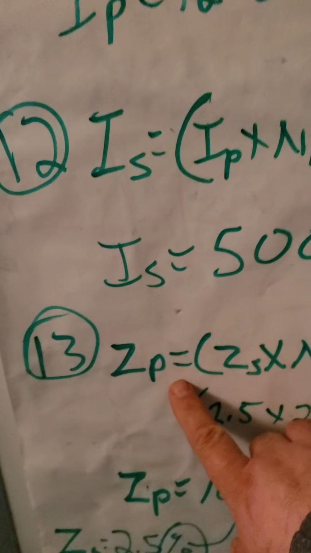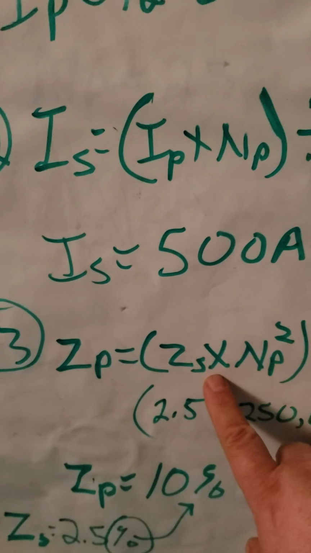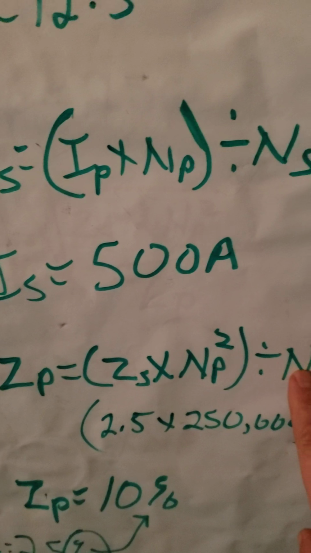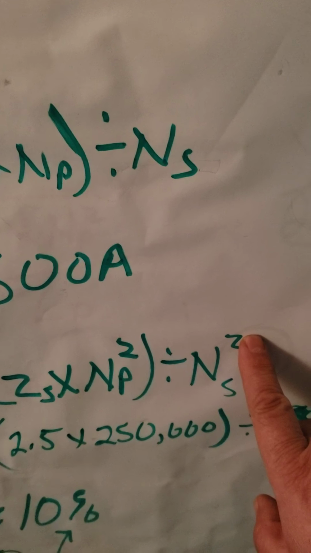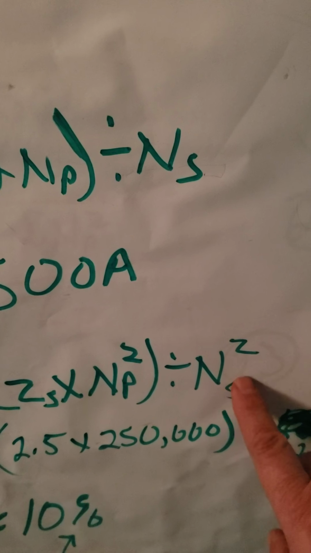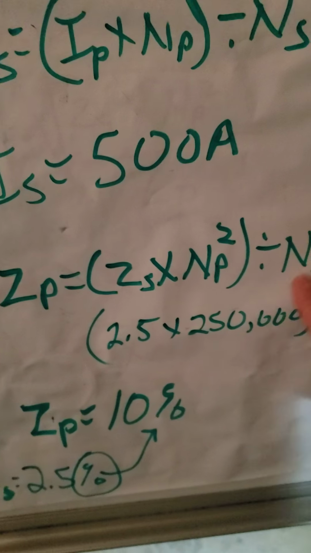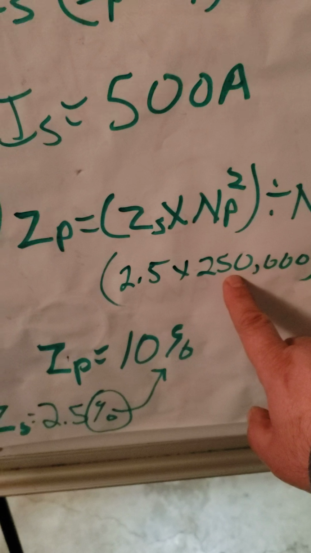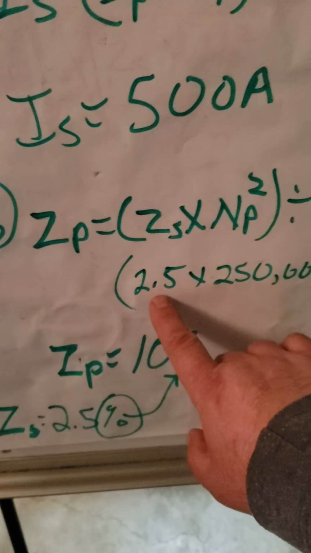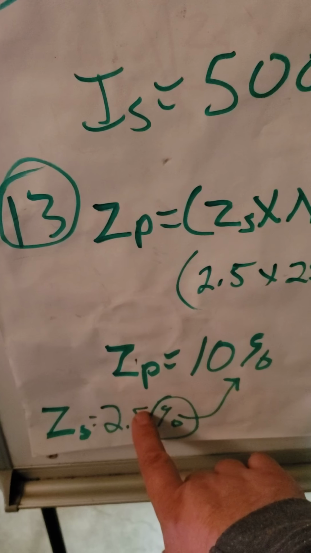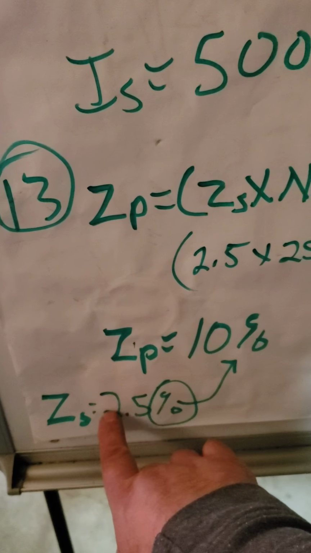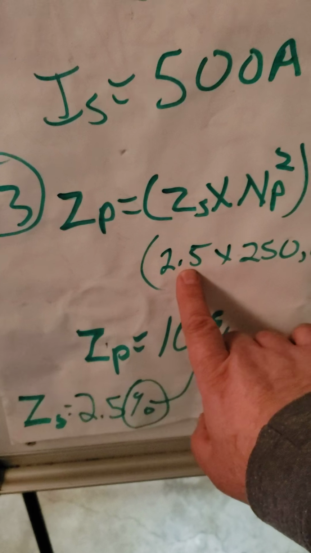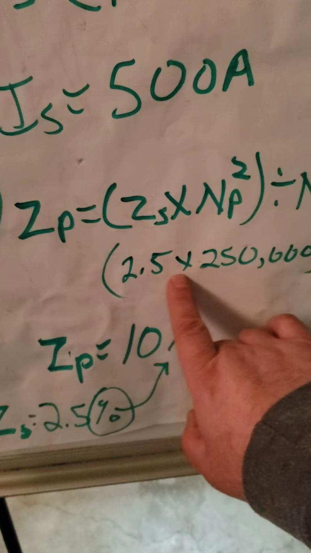Number 13. ZP equals ZS times NP square divided by NS square. So what does this mean? Okay, so here I got it, and it was 500 times 2.5. We're not going to use 0.025, the percentage points. We're going to drop the percentage point. We're going to move it over here. So we're just going to use 2.5.